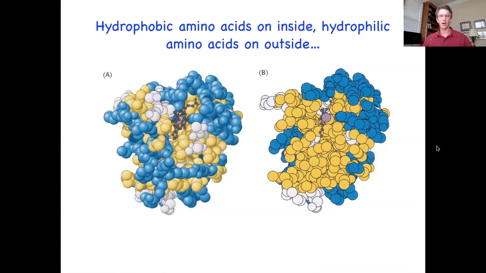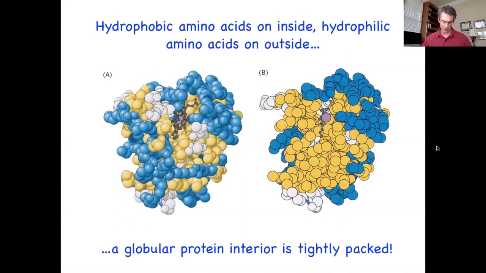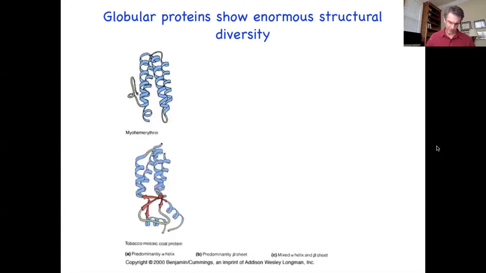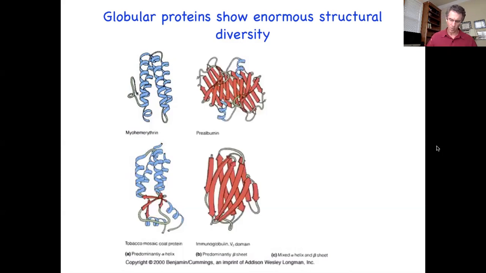They also are vastly more structurally diverse than fibrous proteins. There are just an enormous number of ways to build a globular protein, from structures that are completely all alpha helical, here's an example of one, myoglobin, here's another one that's almost completely alpha helical with a little bit of beta sheet, to proteins that are almost completely dominated by beta sheet. This immunoglobulin fold is a completely beta sheet structure, a so-called beta sandwich.